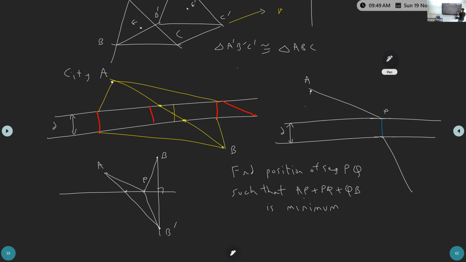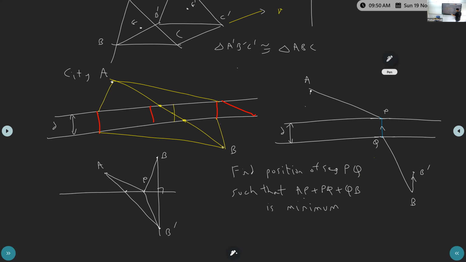So this is where our original position B is. What I'm saying is, why don't I translate B upwards by PQ? So consider this point B dash such that this is parallel and equal to this. Okay, so I'm applying the translation.